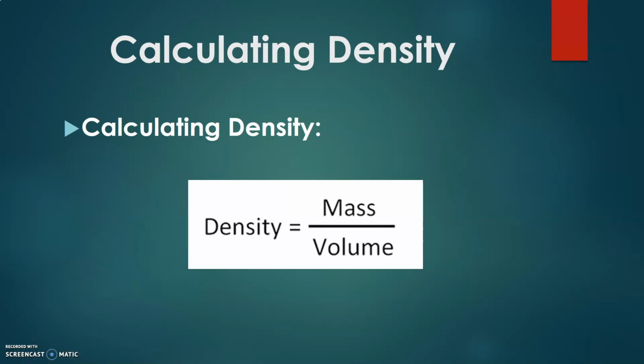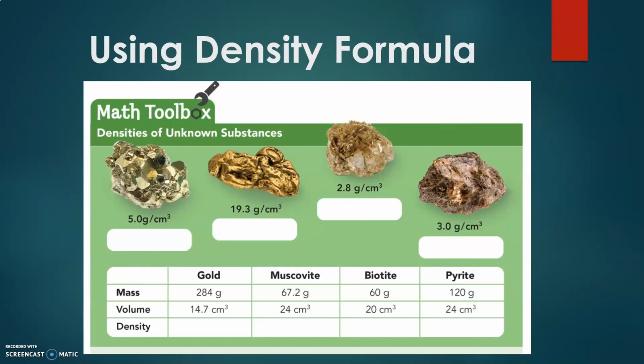All right, calculating density. So here's our volume. Density equals mass divided by volume. And now we're going to do some examples. So turn to this page in your book, and we're going to work on these density examples.